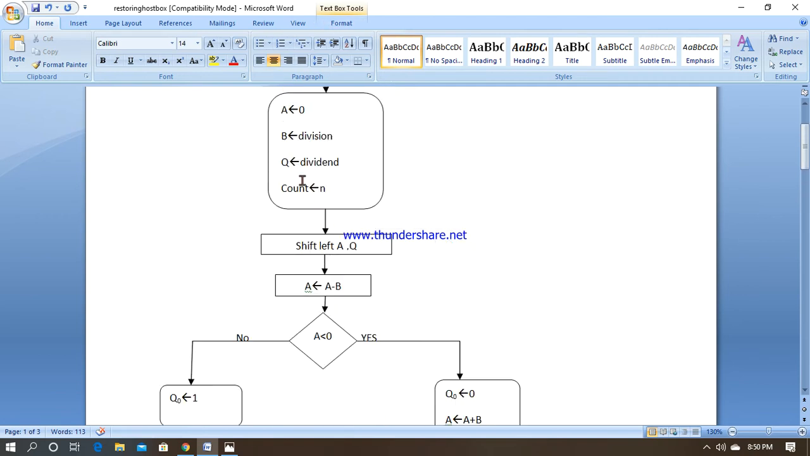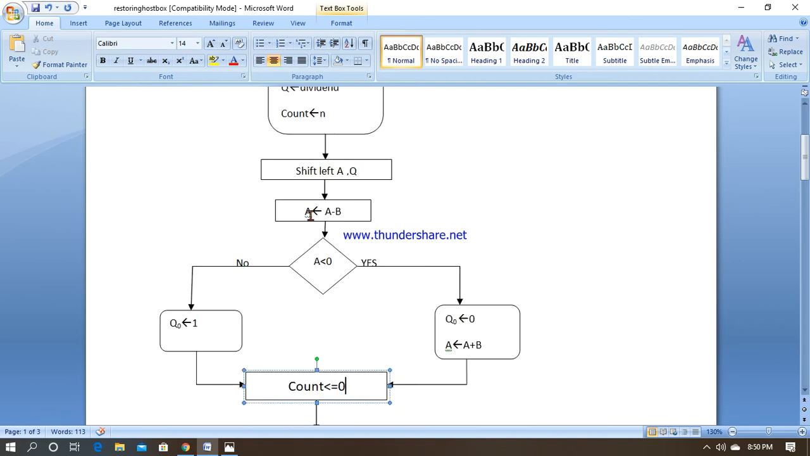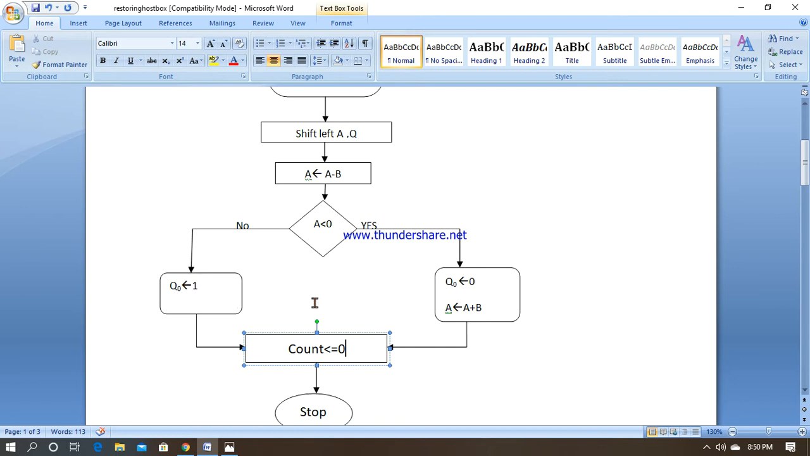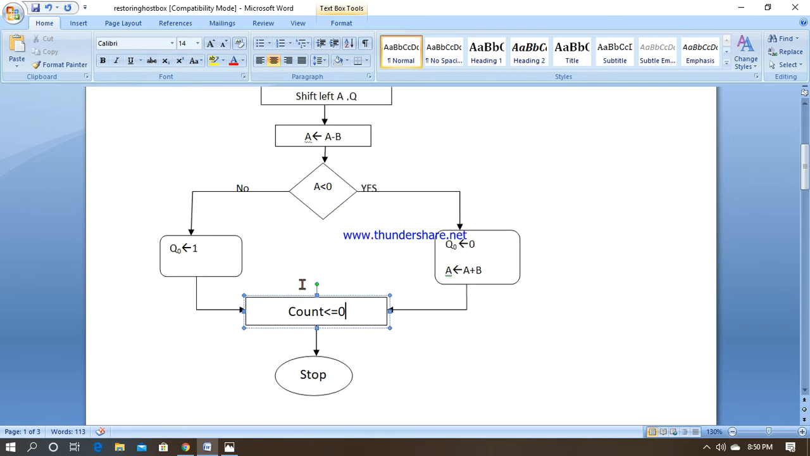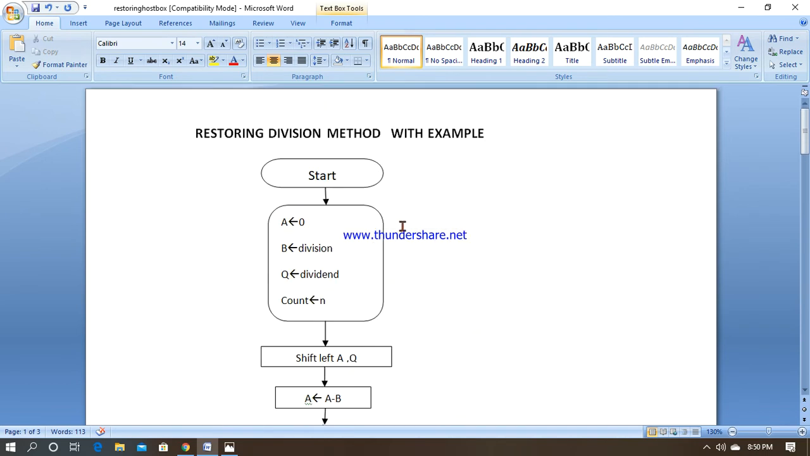So remember, in the entire thing we are going to do the shift left operation and the addition or subtraction operation. At last we check whether the MSB bit is 0 or 1 and set the Q value to 1 or 0. If Q0 is 0, you go immediately to the addition operation. For example, if n is equal to 4, we perform 4 cycles. If n is equal to 7, we have to perform 7 steps. In the final step, we will get the answer here.